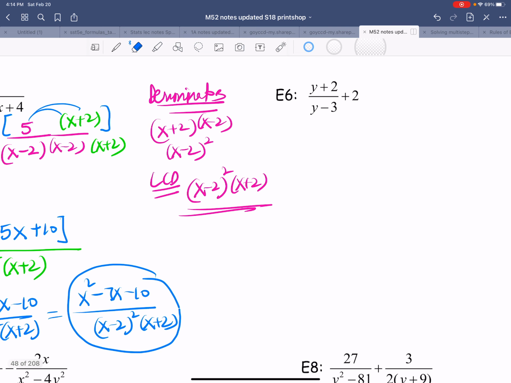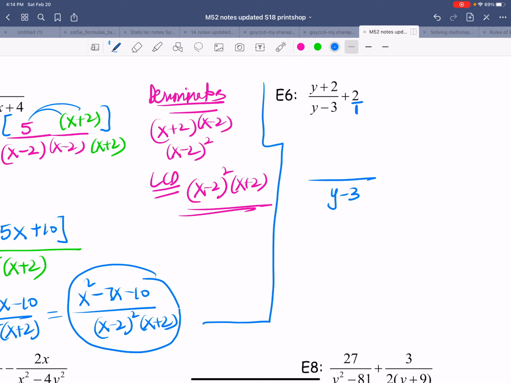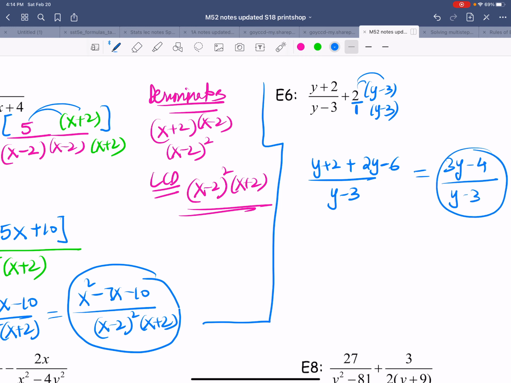Let's look at example number 6. Y plus 2 over y minus 3 plus 2. Well, there's nothing in the denominator here, so I'm going to put a 1. And we can clearly see my common denominator will be y minus 3. So both numerator and denominator of the second fraction need to be multiplied with y minus 3. And we're left with y plus 2 plus 2y minus 6 when we distribute here. And y plus 2y is 3y, and 2 minus 6 is minus 4 over y minus 3. And that's it. 3y minus 4 over y minus 3 is all we're left with.